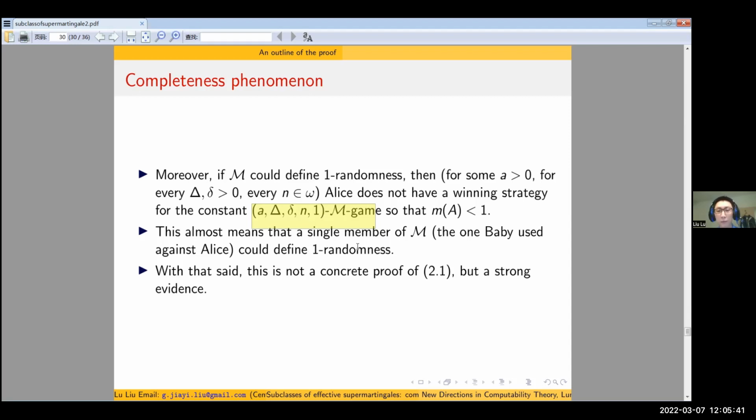This means the Super Martingale that Baby used against Alice is very, very flexible. So for every string Alice enumerates, this Super Martingale is capable of catching up. And as long as Alice does not enumerate all the strings, the cost of the money spent by this Super Martingale is less than $1. So this means this Super Martingale is really very flexible. But with that said, we cannot turn this into a concrete proof of this 2.1.